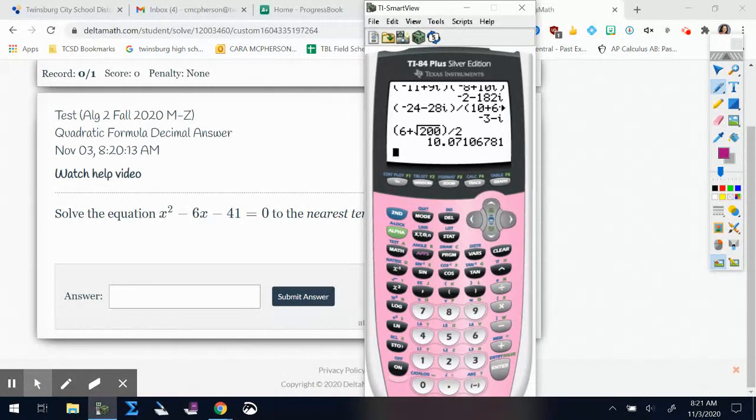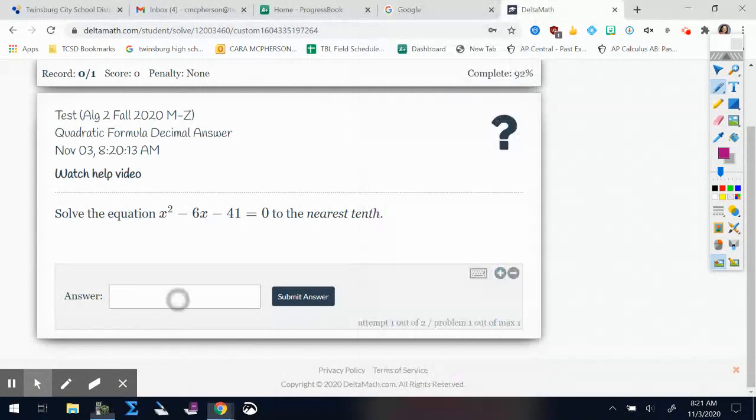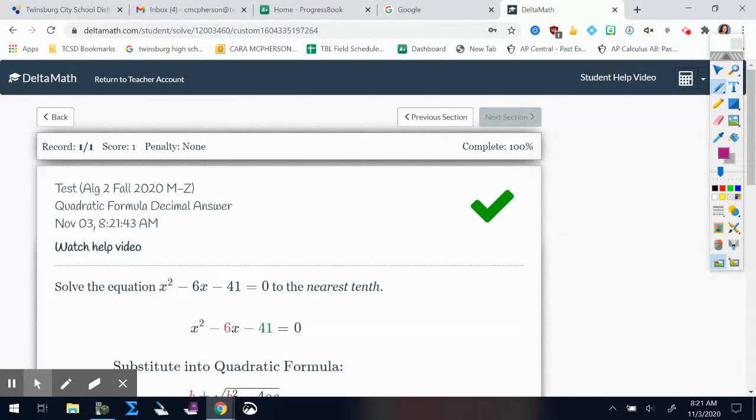It does ask for the nearest tenth, so we're in one decimal place. The other one, if you go to second and enter, you can actually change that plus sign to a minus sign to save yourself a little bit of time, and change that to 6 minus the square root of 200, you get -4.1. So my two answers are 10.1 and -4.1. And that is the review for the quiz over 4.6 to 4.8.